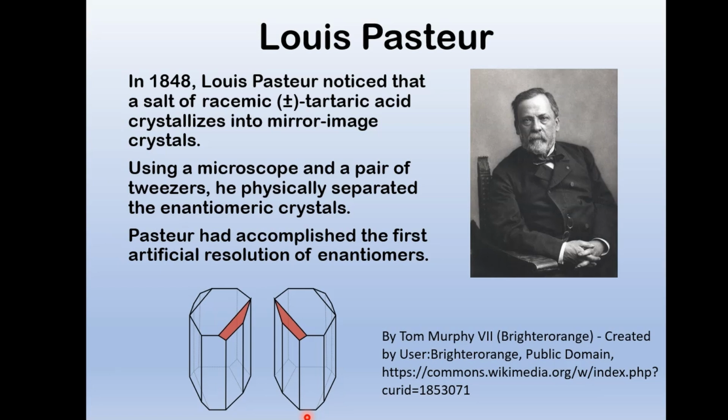So the man-made tartaric acid was a racemic mixture. So the plus and the minus mean it has both these enantiomers in it. And then he probably figured out which one's the natural form and which one is the man-made form.